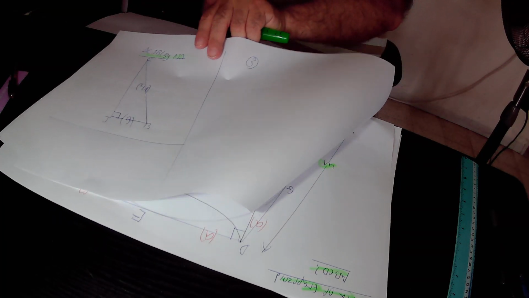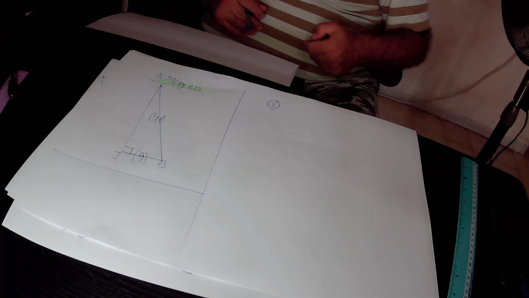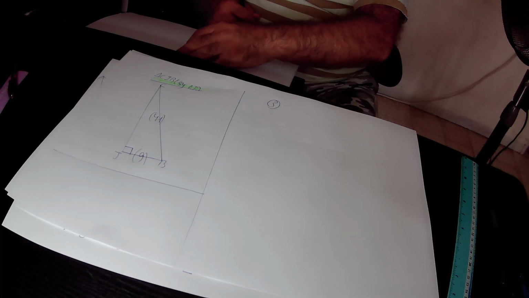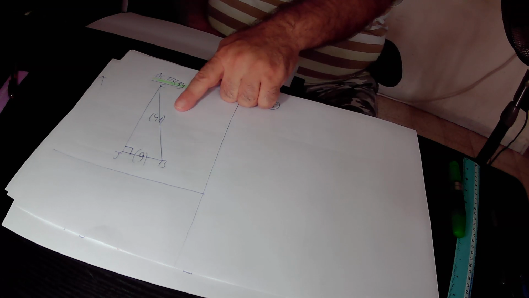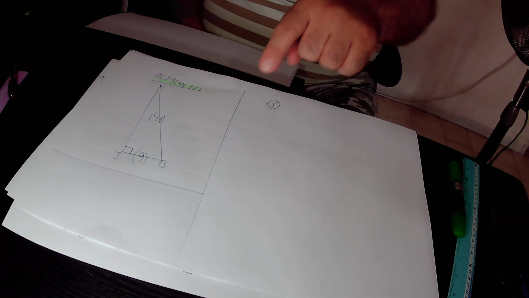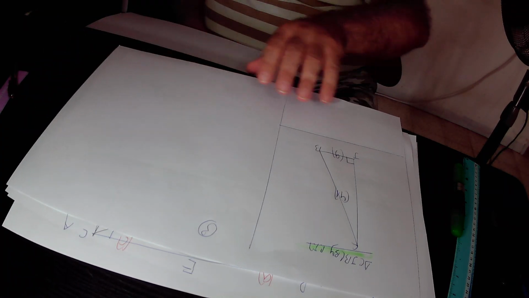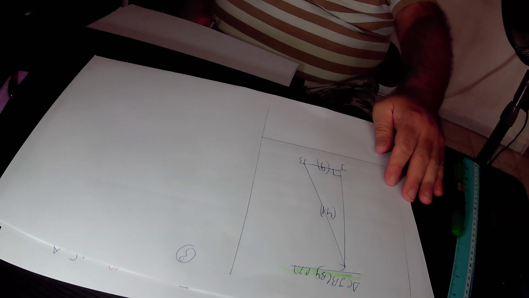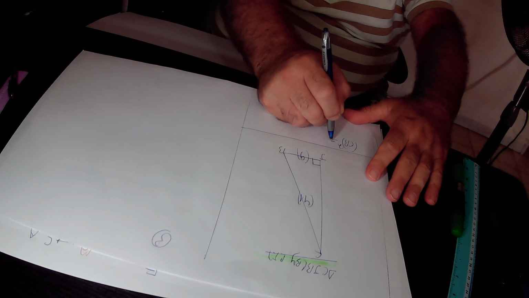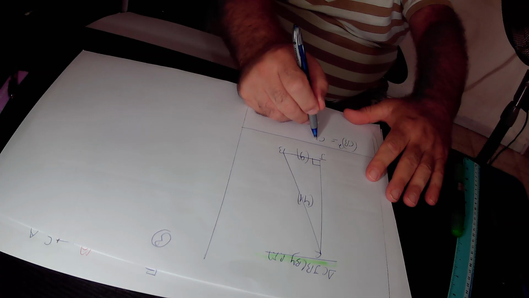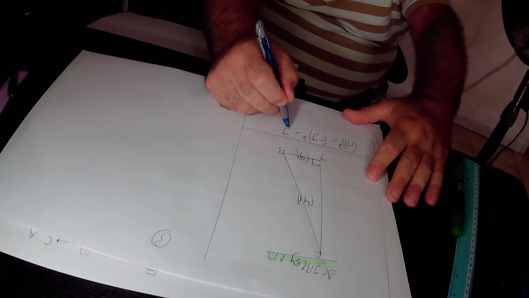So actually, this is the right triangle CJB that I got from the original drawing. In this right triangle CJB, according to the Pythagoras theorem, CB squared, that is the square of the hypotenuse, equals CJ squared plus JB squared. So I'll write it down. CB squared, that is the square of the hypotenuse, equals CJ squared plus JB squared.